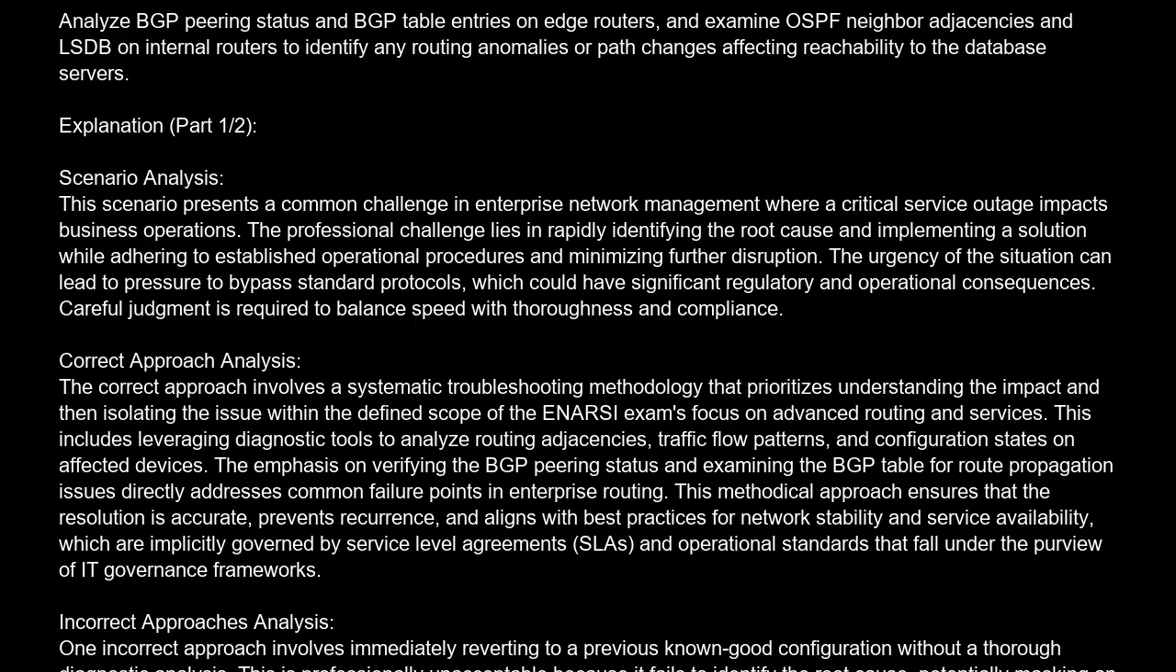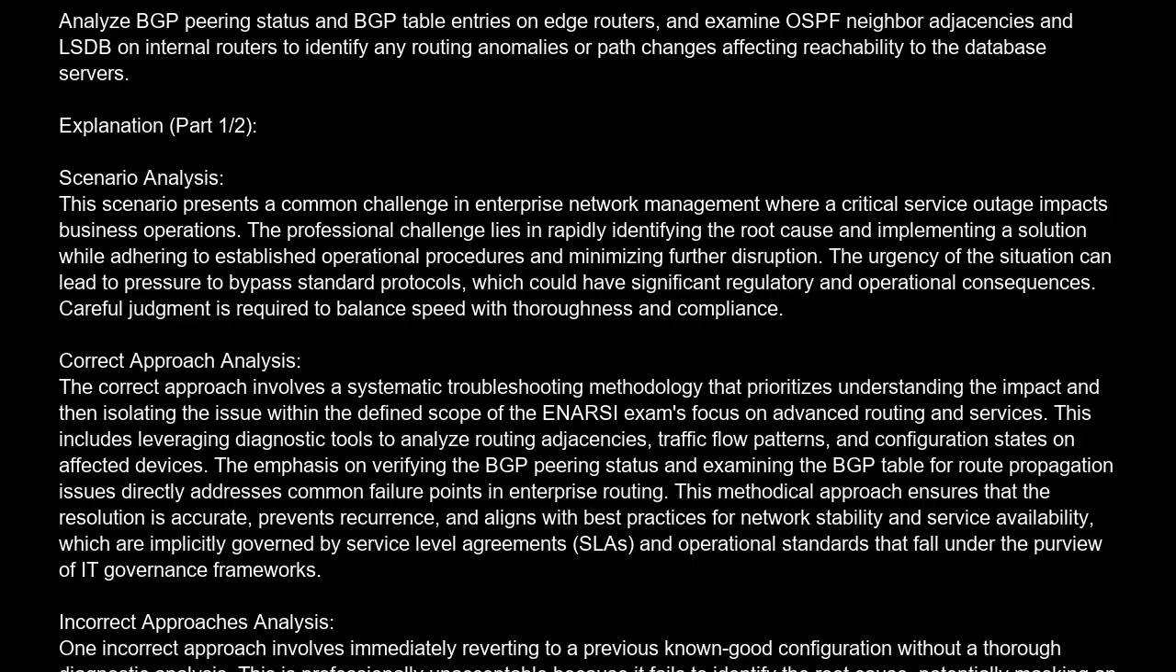Correct approach analysis. The correct approach involves a systematic troubleshooting methodology that prioritizes understanding the impact and then isolating the issue within the defined scope of the ENARSI exams, which focus on advanced routing and services. This includes leveraging diagnostic tools to analyze routing adjacencies, traffic flow patterns, and configuration states on affected devices.